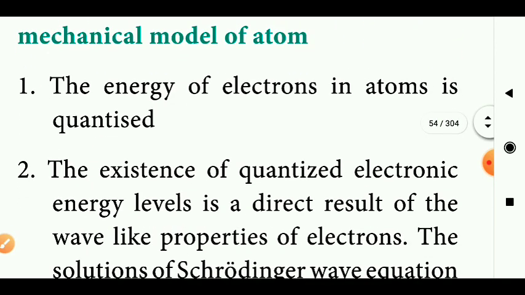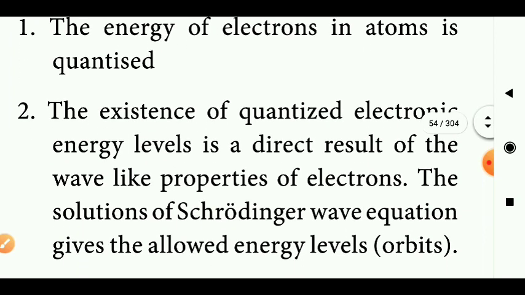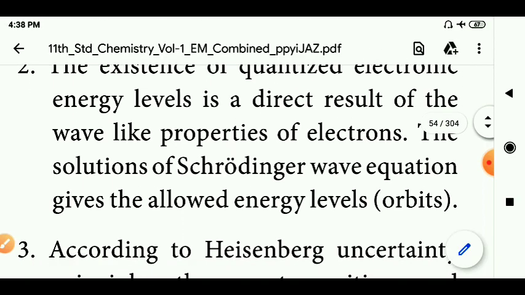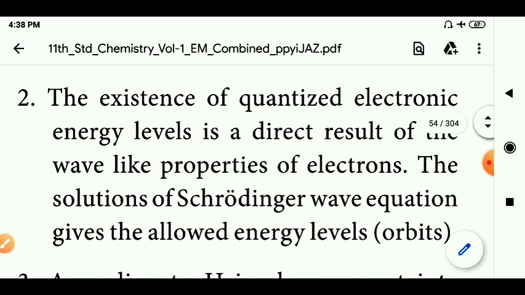The second one, the existence of quantized electronic energy levels is the direct result of the wave property of the electron. The solutions of the Schrödinger wave equation give the allowed energy levels. That means orbitals. We already discussed that we introduced the wave function. What is the wave function? The wave function is a function of the position coordinates of the particle.